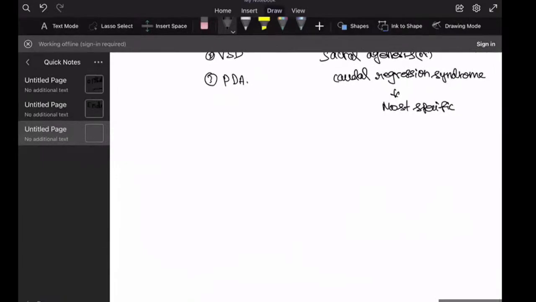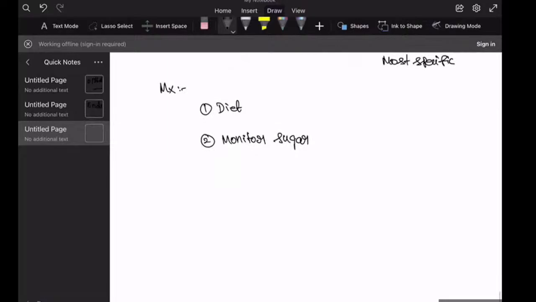The management: diet is important. Monitor the sugar levels of the baby and the mother. Plan delivery by 38 weeks and give steroids to the baby.